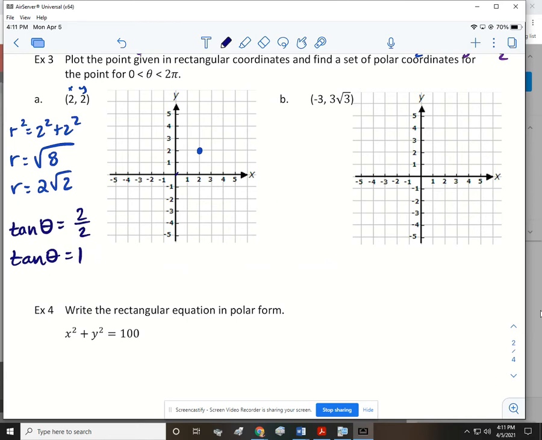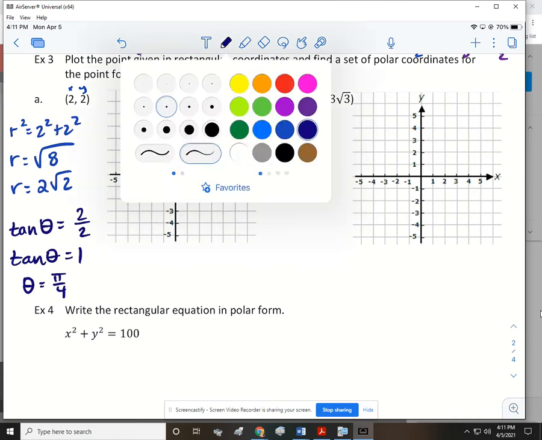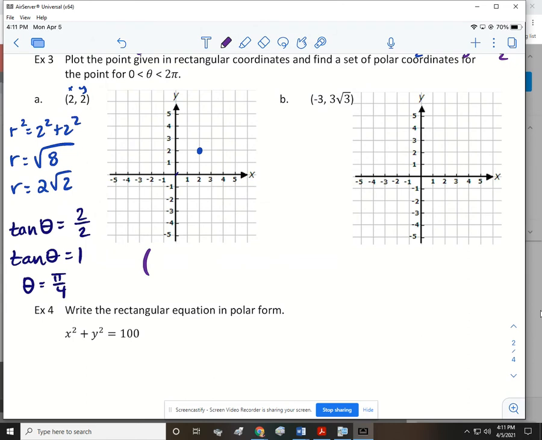Whenever we have the tangent of theta is 1, that is going to be from the hand trick, and the angle that gives you that is pi over 4. Now be careful, pay attention to what quadrant you're in. If we're in quadrant 1, like we are here, the angle is actually pi over 4. If we're in a different quadrant, it could be 3 pi over 4, 5 pi over 4, 7 pi over 4. That's why it's important that you graph that point first so you know where you are. So our point in polar coordinates should be 2 square root of 2 for the r and pi over 4 for the theta.